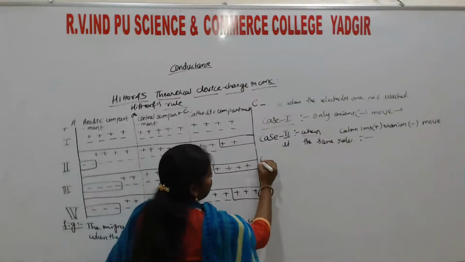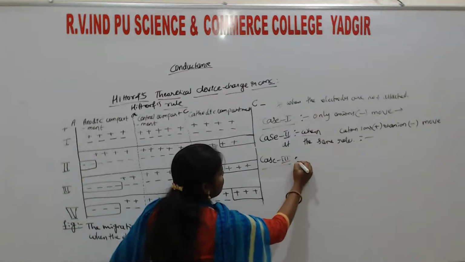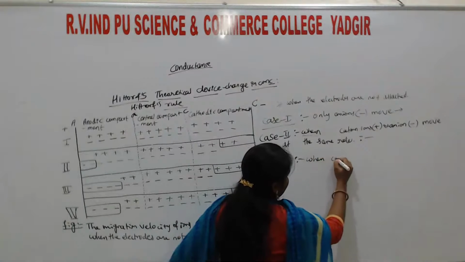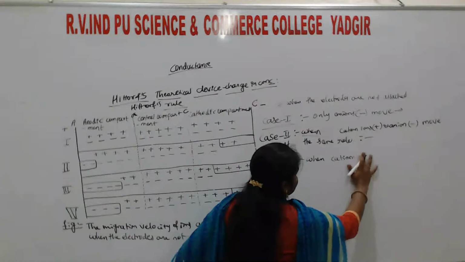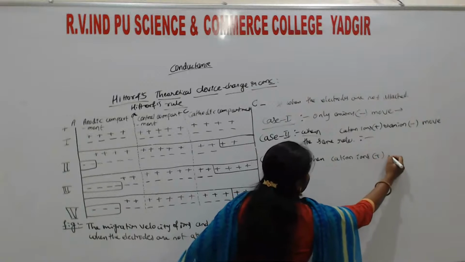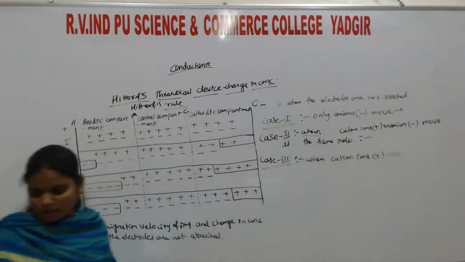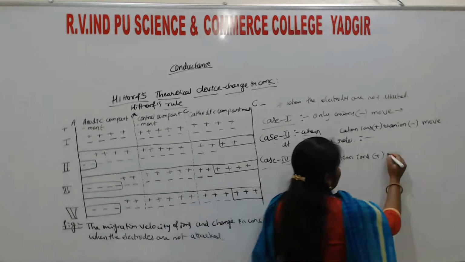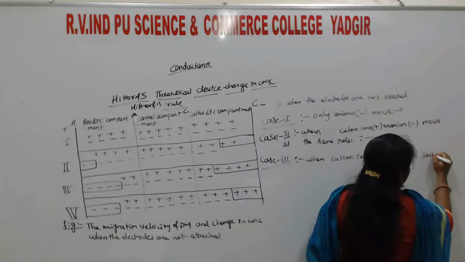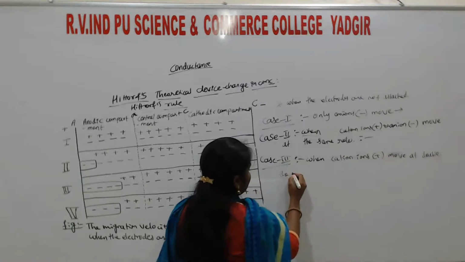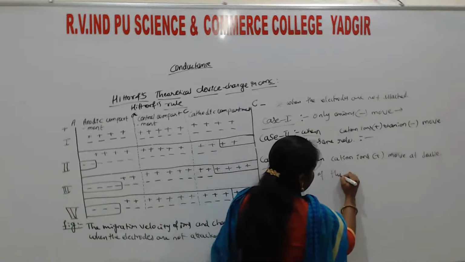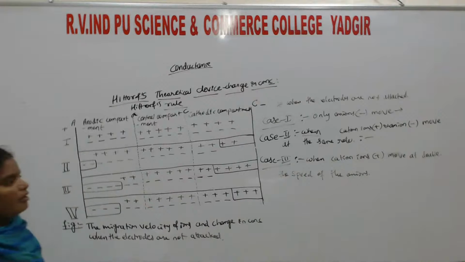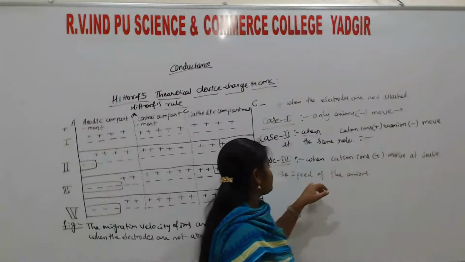Case 3, when the cations move at double the speed of the anions. Okay, this is the third case, when the cations are moving at double the speed of the anions.